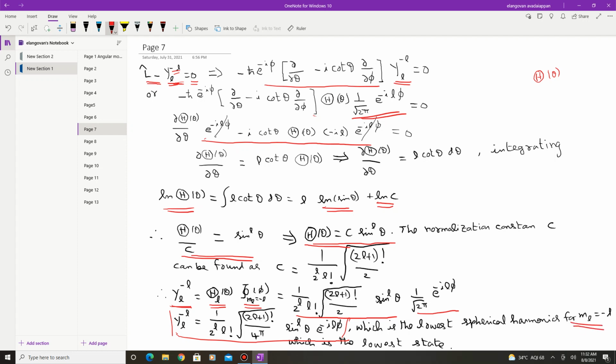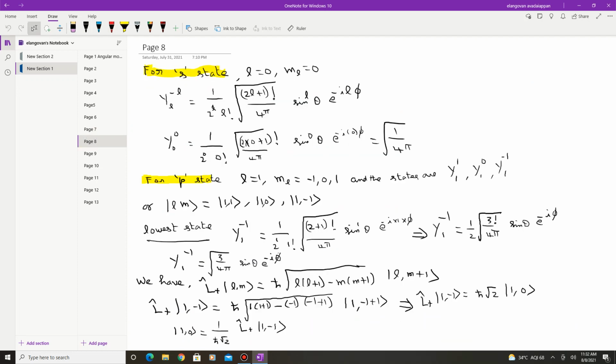So the lowest spherical harmonic is evaluated first. From this we can evaluate certain spherical harmonics. Suppose for a state, l is equal to 0 and m_l is equal to 0. This is the lowest state that we have calculated, Y_l^{m_l}.